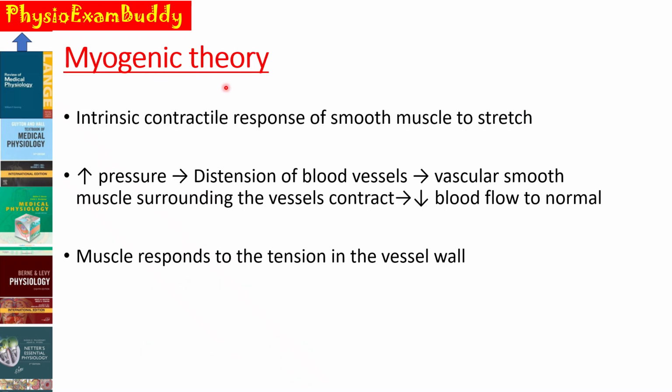What is this myogenic theory? There is an intrinsic contractile response of the smooth muscles to stretch. We all know that the blood vessels are made up of smooth muscles. Whenever there is an increase in the pressure, there occurs distension of the blood vessels. So the vascular smooth muscles surrounding the vessels will contract and it will decrease the blood flow back towards normal. And this is one theory which explains the auto-regulation of the coronary blood flow.